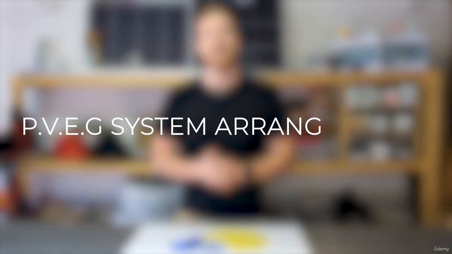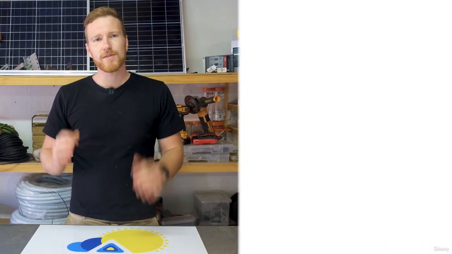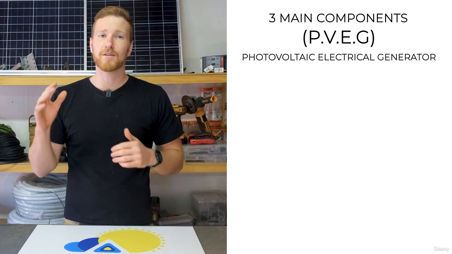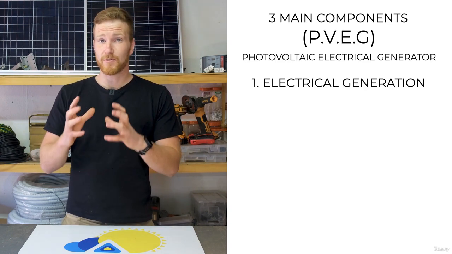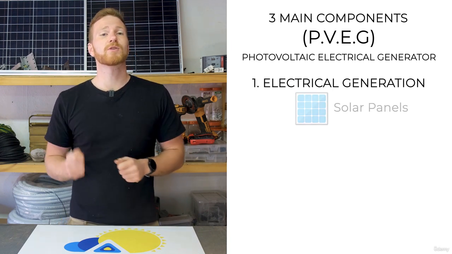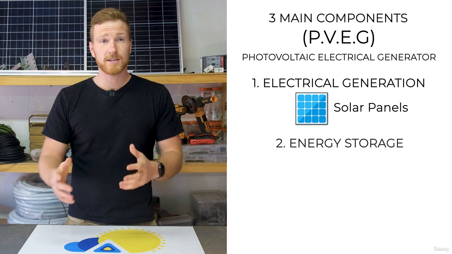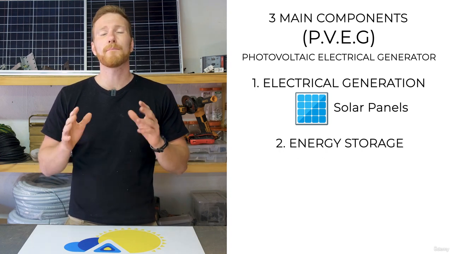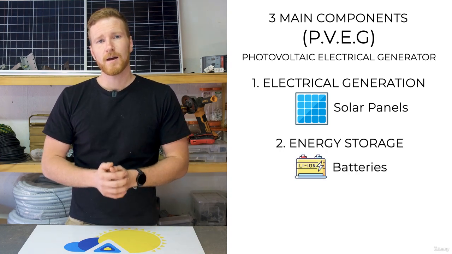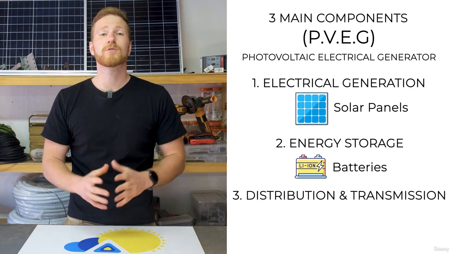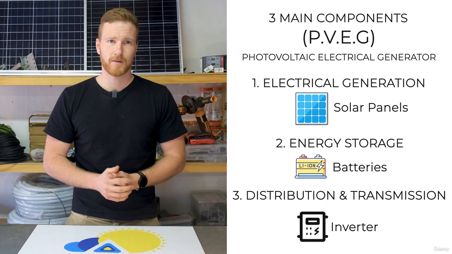PV system arrangement. There are three main components of any PV system, and they are the following. One, the electrical generation produced by your solar PV arrays. Two, the energy storage contained in your batteries, and then three, the distribution and transmission, which is operated through your inverter.